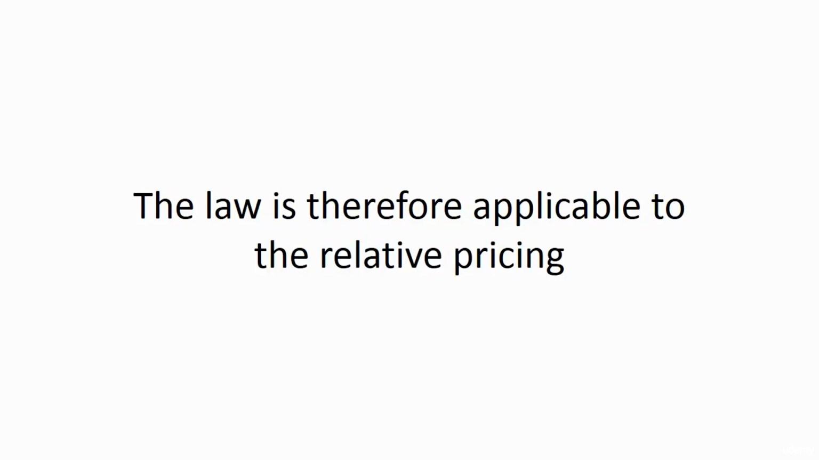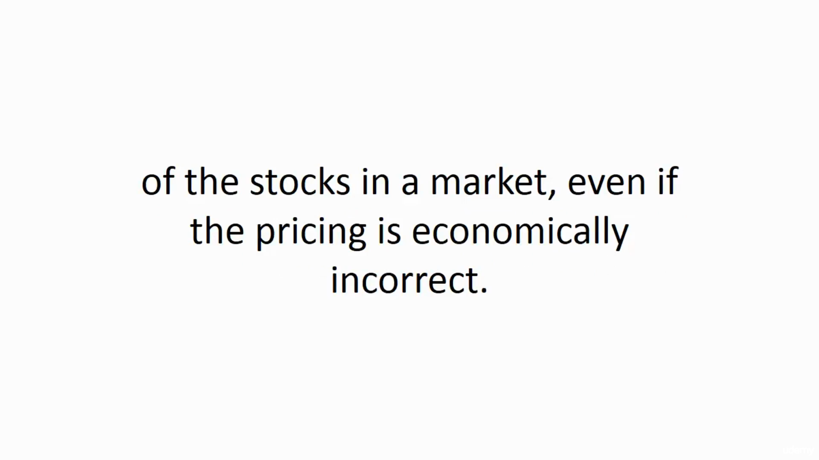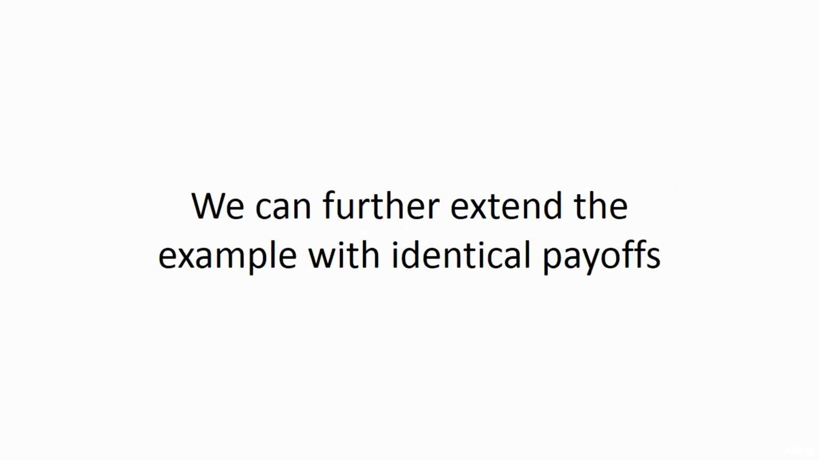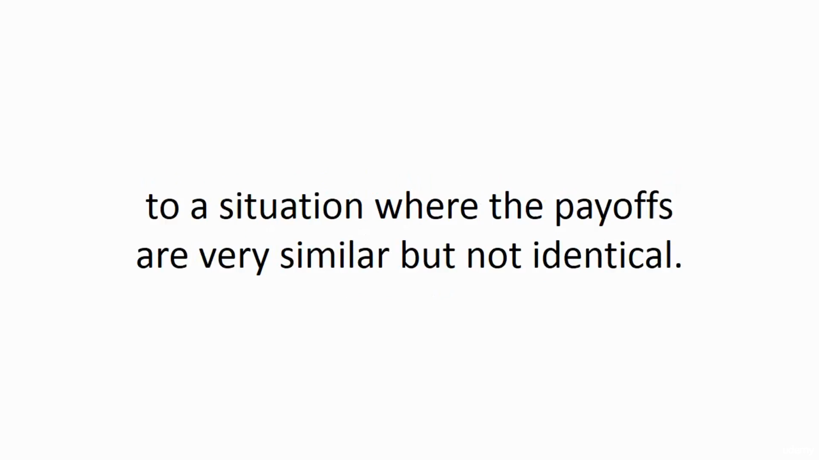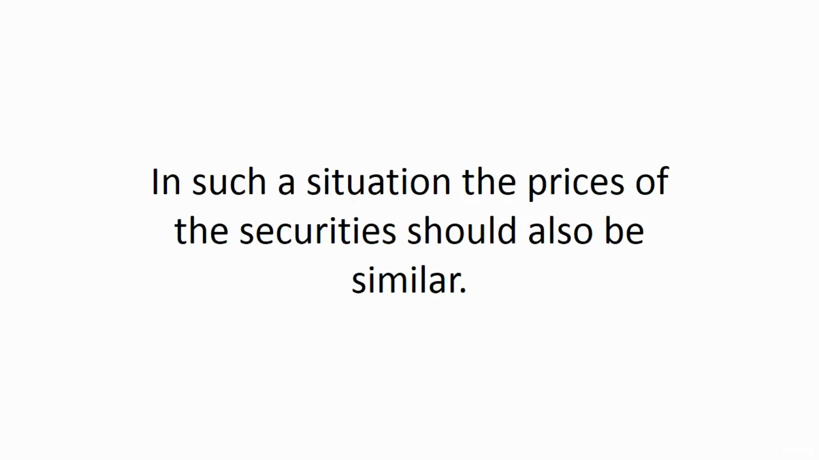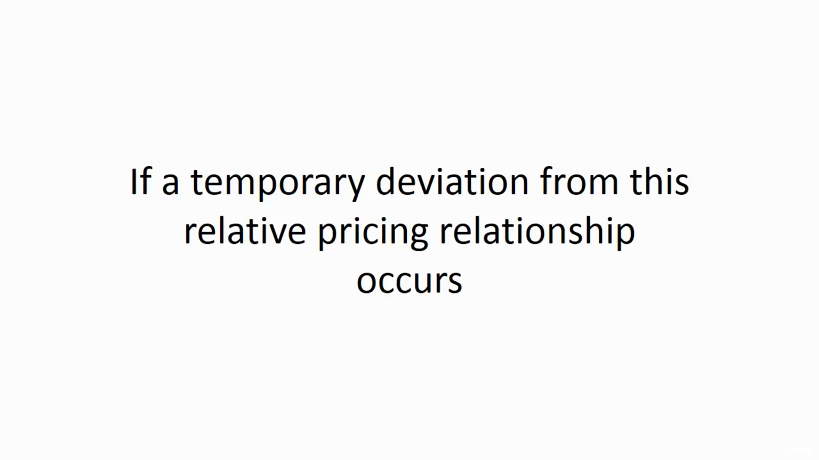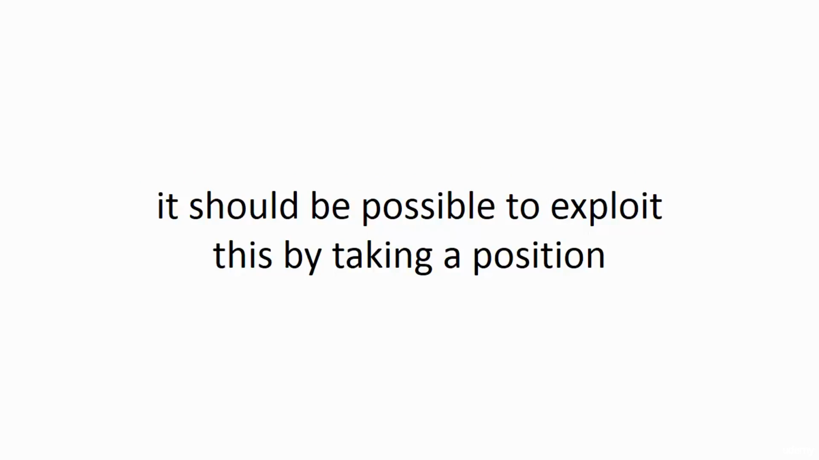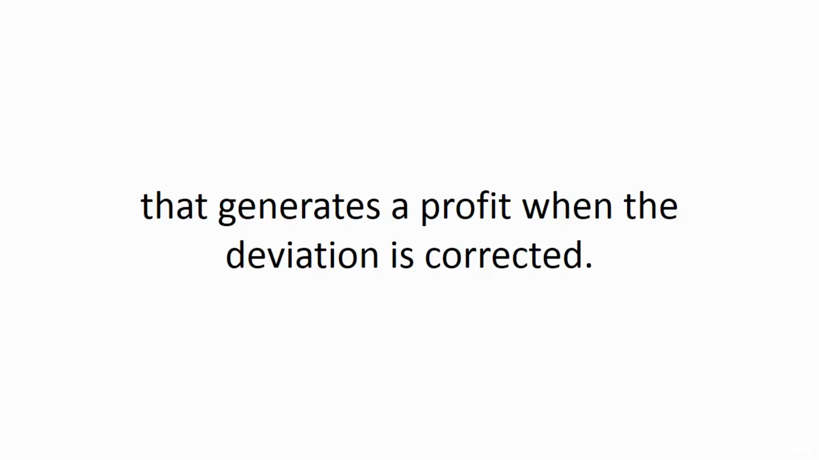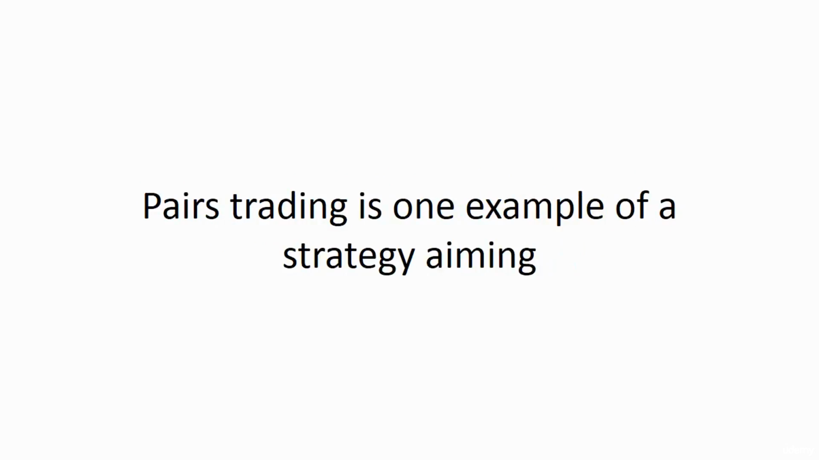The law is therefore applicable to the relative pricing of the stocks in a market, even if the pricing is economically incorrect. We can further extend the example with identical payoffs to a situation where the payoffs are very similar but not identical. In such a situation, the prices of the securities should also be similar. If a temporary deviation from this relative pricing relationship occurs, it should be possible to exploit this by taking a position that generates a profit when the deviation is corrected. Pairs trading is one example of a strategy aiming to profit from such temporary deviations.